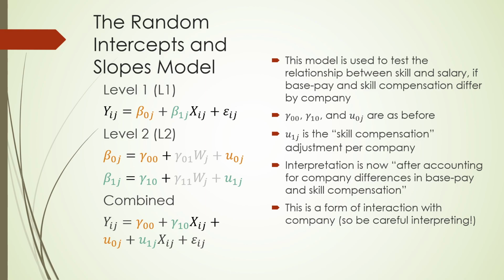So again, this is a form of interaction. We do want to be a little bit careful about that. And we do want to probably interpret the U sub 1j, that interaction term between the groups and the skill's impact on salary, before we look at the overall main effect of skill's impact on salary.